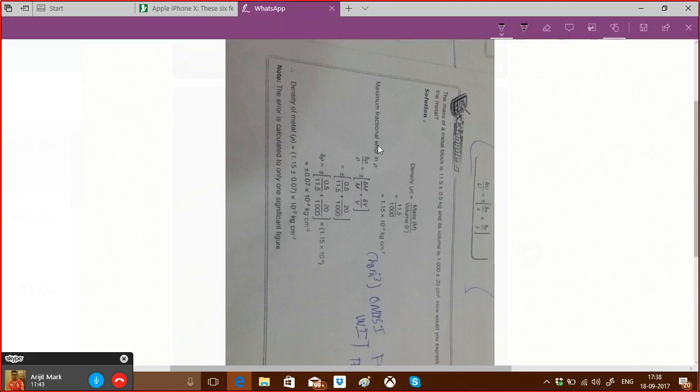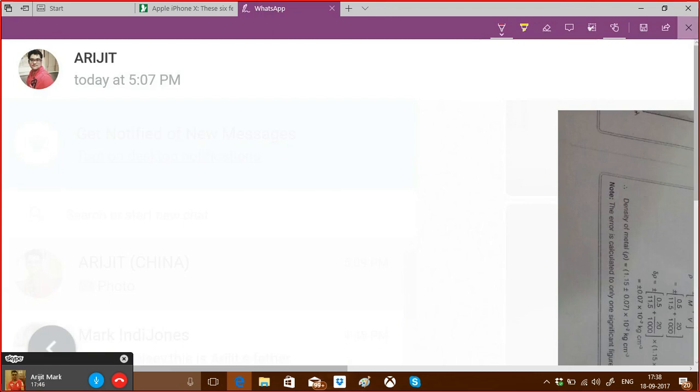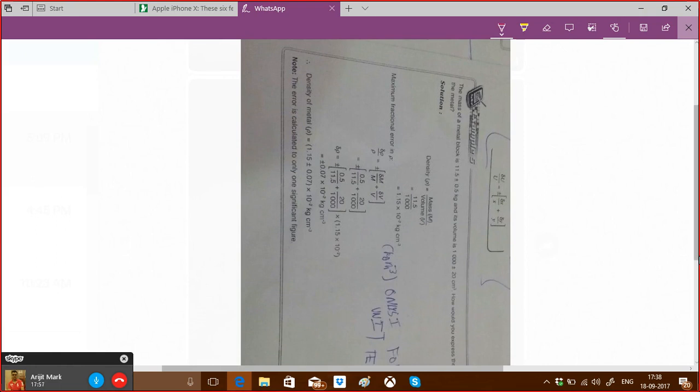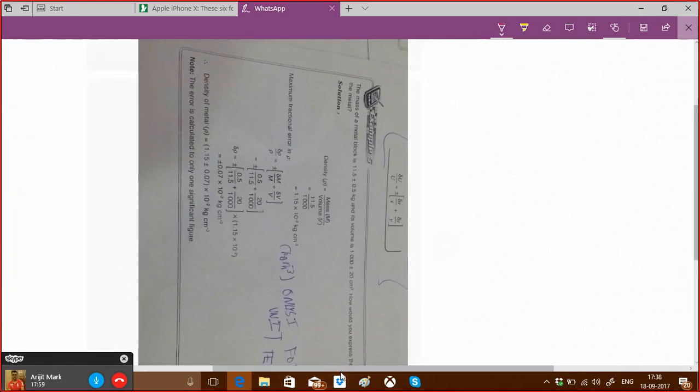This is example 5. Read the question, so it will be clearer. The mass of a metal block is 11.5 plus or minus 0.5 kg, and its volume is 1000 plus or minus 20 cm3. So wait a second. I think I have to explain that better. Sure, no problem. Because that will be much more convenient to understand. If I explain verbally, there may be a little problem of understanding. So you can stand over here. Okay, just see that.